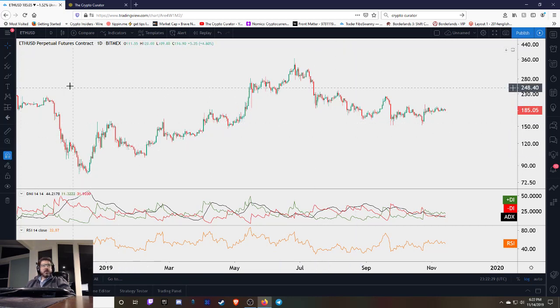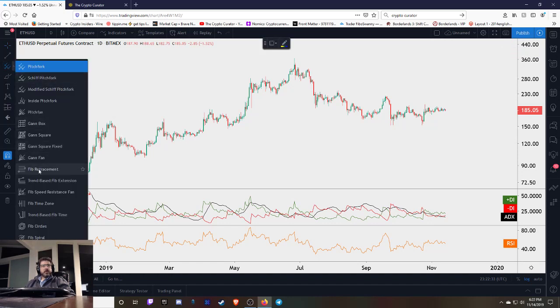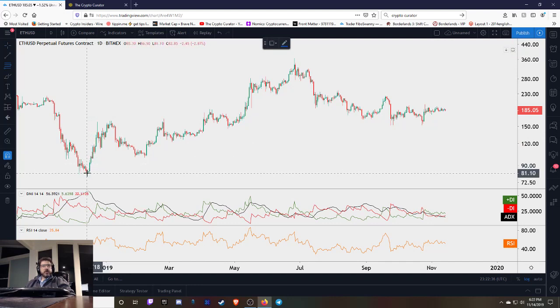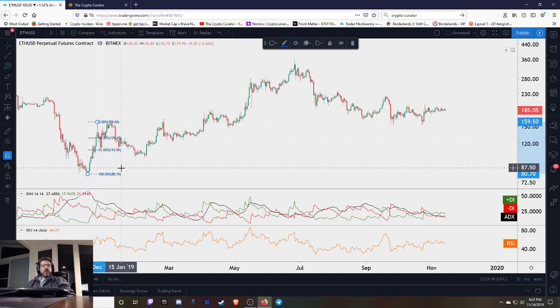I'm going to put the magnet on, so it'll be a little easier to see the fibs from the actual levels. So bring out our first retracement here. Start at the low right here, go up to the high right at this point. You're starting at a low of 80.70, and you're going up to a high of 159.50. And the interesting thing is that first leg down right here went right to the 61.8% level of 110.80, and then bounced from that point.